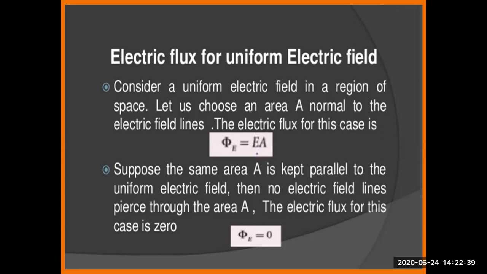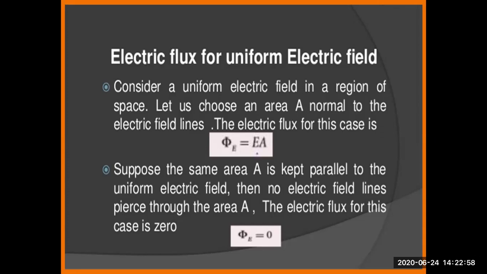So that's why they ask the question: when can you get the flux to be zero? The source charge is there, the area is there, everything is the same, but you have just changed the position of that area. Now the area is parallel to the electric field lines, so definitely the flux will become zero.